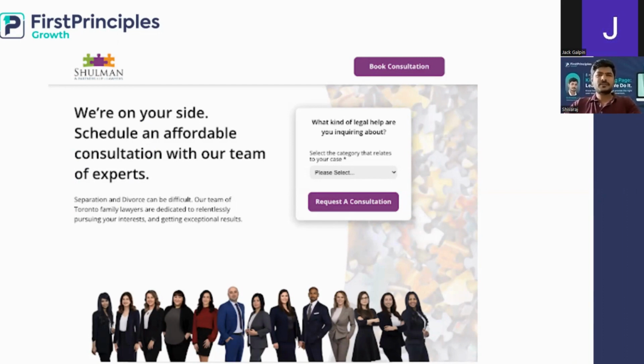Now, if you take a look at this particular headline, it's not specific. It's not consistent. It's not a target-oriented headline, right? It doesn't make sense. If I was a person who wanted a consultation from a law firm, and I read this, I do not feel related to it, right? Now, moving on to the next slide.